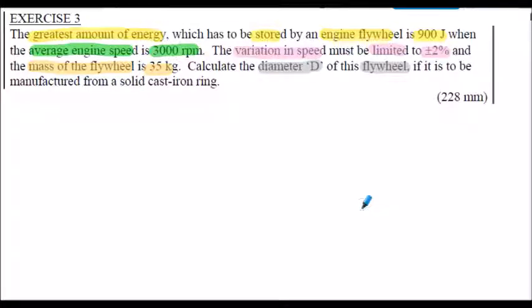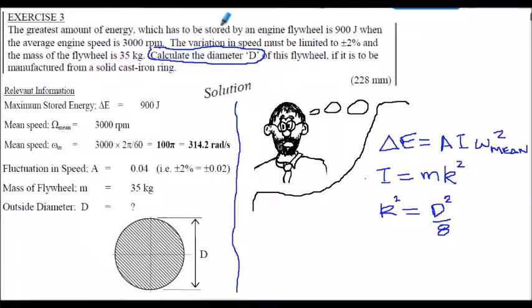Okay, so as always with these questions, let's take the information from the question. So the engine flywheel, 900 joules, that will be my delta E. My average engine speed, my omega mean, will be 3,000 RPM. And my variation speed, that's the 2% given, that will be symbol A here. So on my next slide, exercise 3 solution. We know that the energy stored by the flywheel has to be 900 joules, so delta E is 900 joules. The average engine speed is 3,000 RPM, that's our capital omega mean. Straight away convert it into our lowercase omega value of 314.2 radians per second. We're given that the variation speed must be limited to plus or minus 2%. So plus or minus 2% means plus or minus 0.02, or an A value of 0.04.